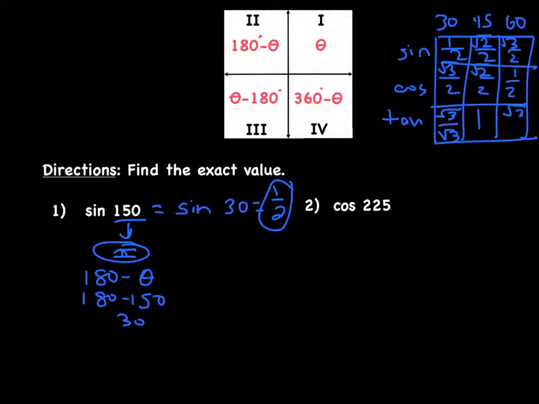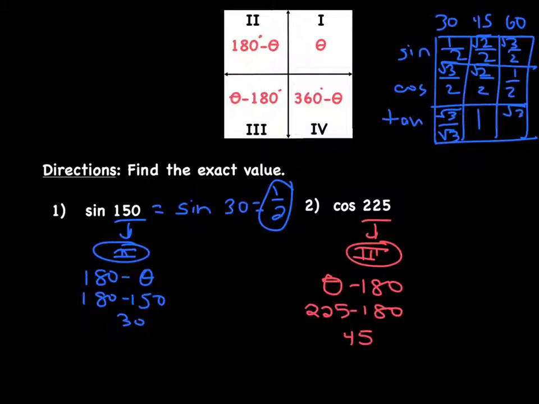All right, let's try cosine of 225. So again, 225 is in the third quadrant. So our rule for that is theta minus 180. So since theta is 225, 225 minus 180 is 45 degrees. So let's come back up here and write cosine of 225 as an equivalent form with a positive acute angle. Since cosine is negative in the third quadrant, we're going to have to write this as negative cosine of our reference angle right here, which is 45.